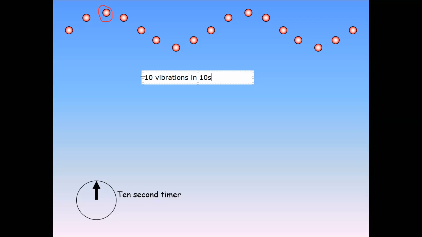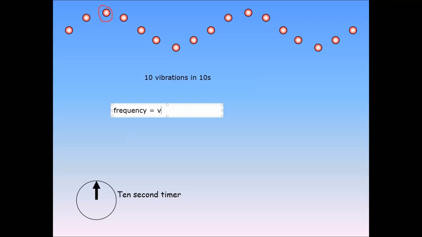But what is the frequency? The term frequency means number of vibrations in 1 second. So number of vibrations per second, or vibrations divided by time. So how many vibrations are there? 10. What is the time interval? 10. So 10 divided by 10, what is the frequency? The frequency is equal to 1 hertz.